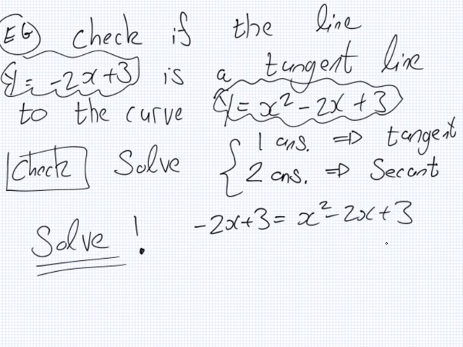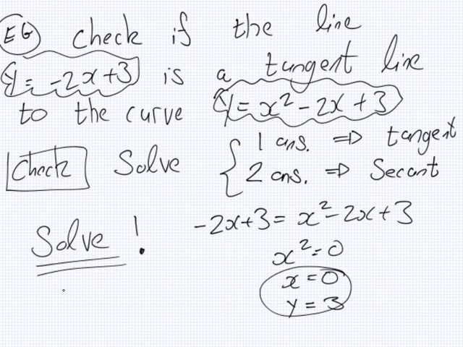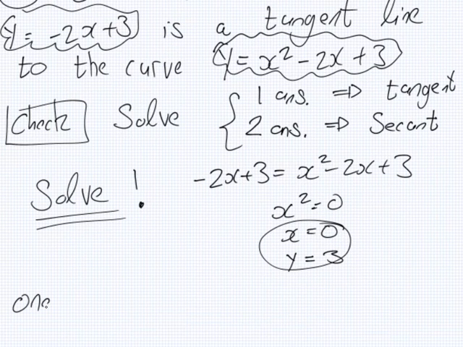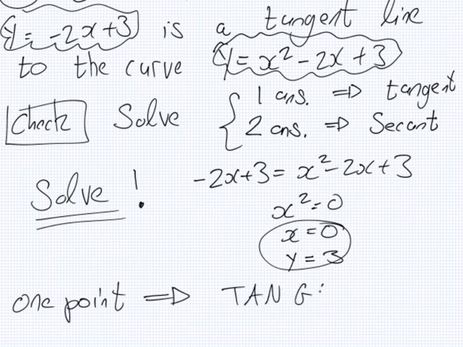Let's solve. So I'll get x squared equals 0. So x equals 0, y will then equal 3. 1 point. That means the answer is it's a tangent.